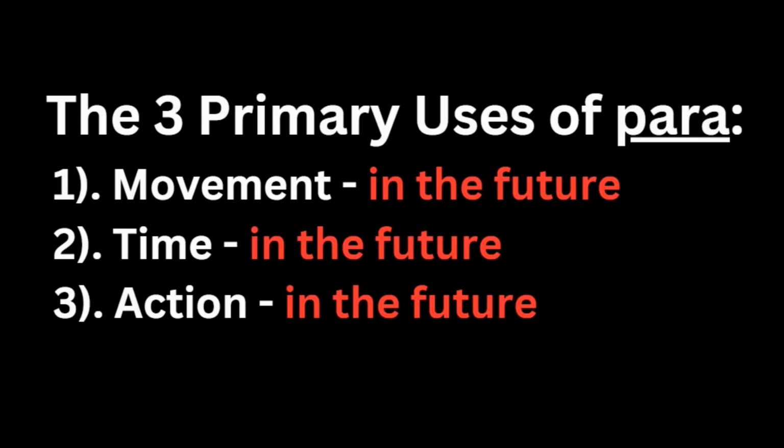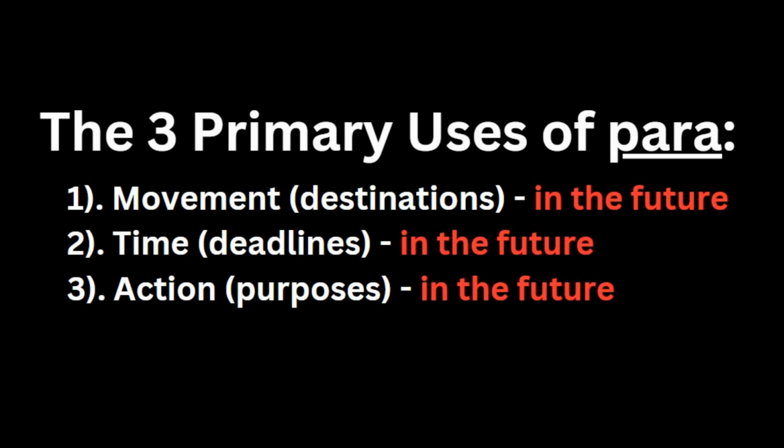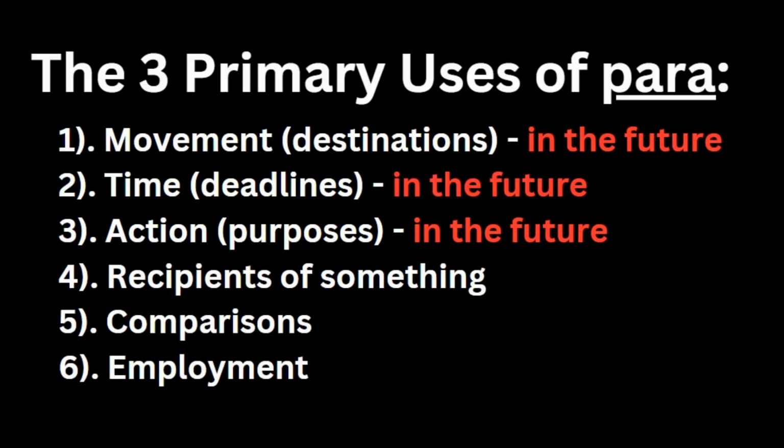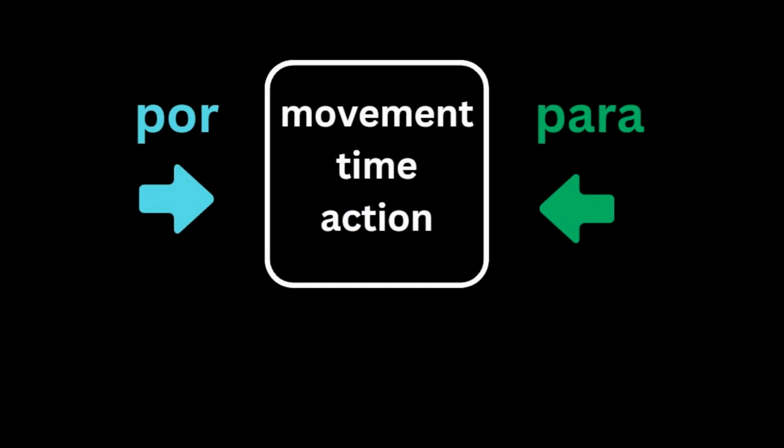In summary, para applies to movement, time, and action, but what's important to remember is that it applies to events that will happen in the future, like destinations, deadlines, and purposes, along with recipients of something, comparisons, and employment. Overall, the crucial part to remember about por and para is that they both apply for movement, time, and action while sharing different circumstances in each category.